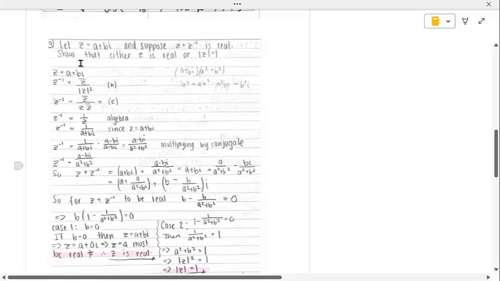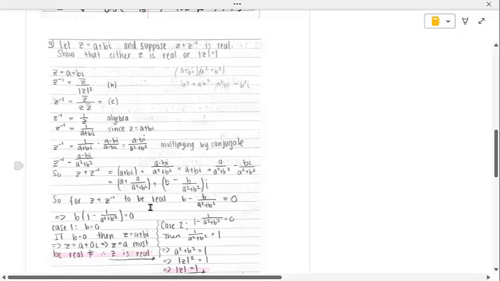Here, I actually don't know a way to do this just with properties. There might be a way to do it, but this way does work. If you change z to a plus bi and work out what z and z inverse are, z is a plus bi, and z inverse is a minus bi over a squared plus b squared. Then if you put those two together, you get the real part and the imaginary part, and we want the imaginary part to be 0.